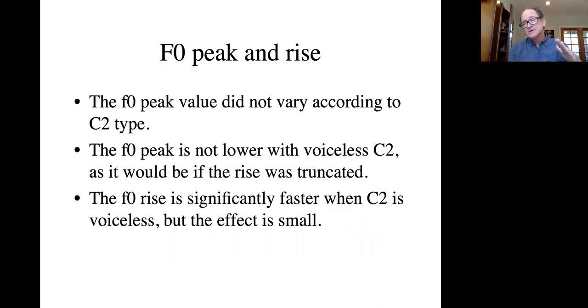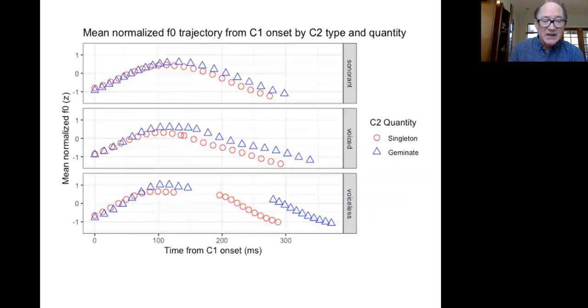So the F0 begins to rise in a high tone at the beginning of C1, it hits a peak at the end of the first vowel, and that pretty much was the same regardless of C2. Likewise, the peak was pretty much the same regardless of C2. As we can see, here's normalized F0 trajectories from the beginning of C1, and we can see for the first 100 milliseconds, the rise is pretty much the same. Where it hits the peak, what peak it hits is pretty much the same across these categories.